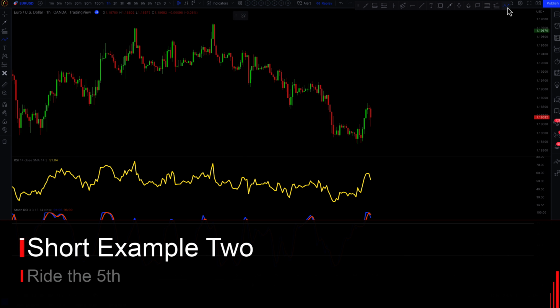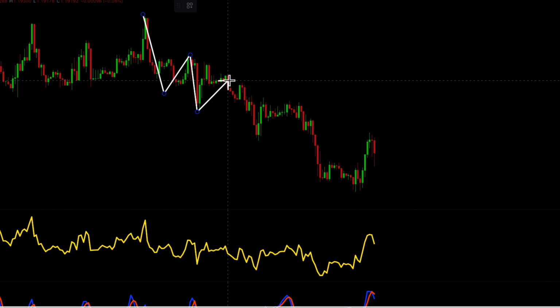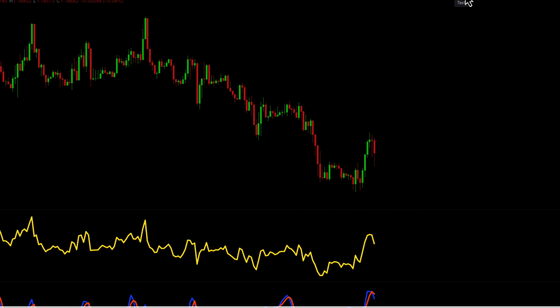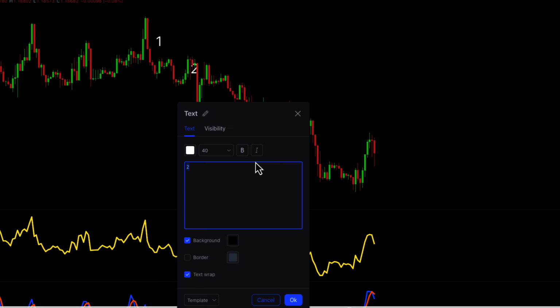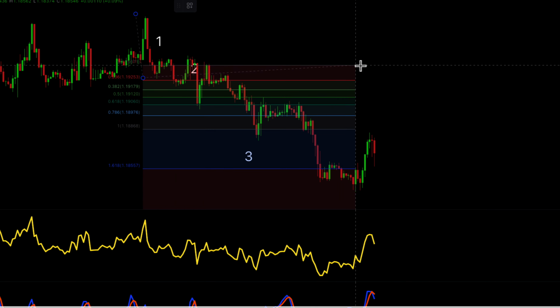First thing we're looking for is to identify a new bearish sequence as signified by lower lows on price and lower highs. We're going to label the first wave down as 1, the first pullback as 2, and everything after that as wave 3. We're going to draw a Fibonacci projection from the top of wave 1 to the bottom to the top of wave 2.